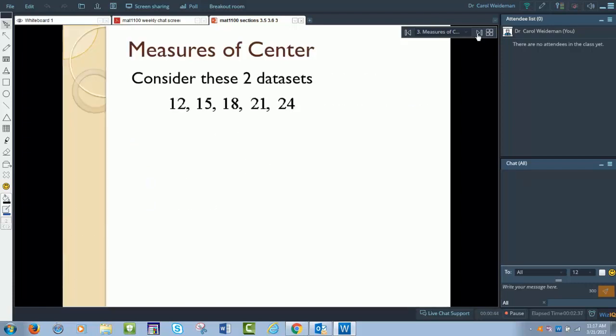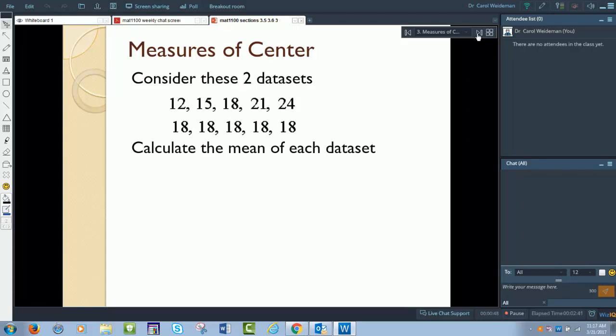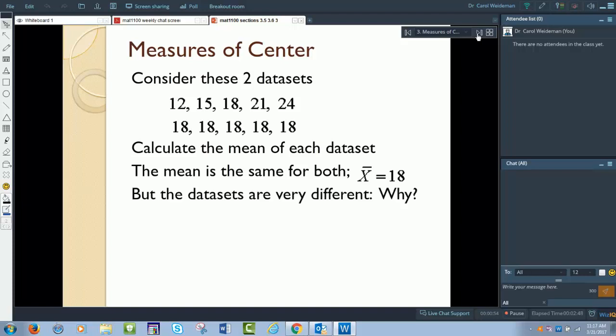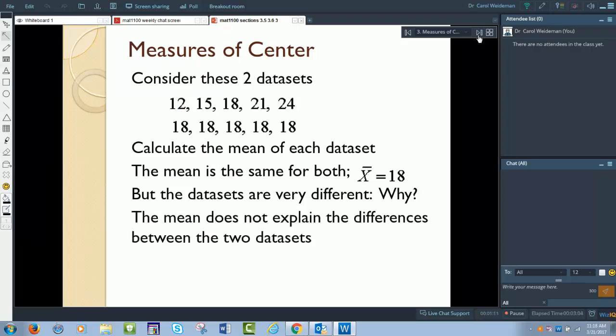So let's take a look at two data sets, and let's calculate the mean for each data set. The mean of the first data set is 18, and the mean of the second data set is also 18. But when we look at the data sets, we notice that they're very different. In the second data set, all the data values are the same. In the first data set, there's a difference among the data values. They're all different, and the smallest is 12, the largest is 24. So the mean alone doesn't explain the differences between the two data sets.